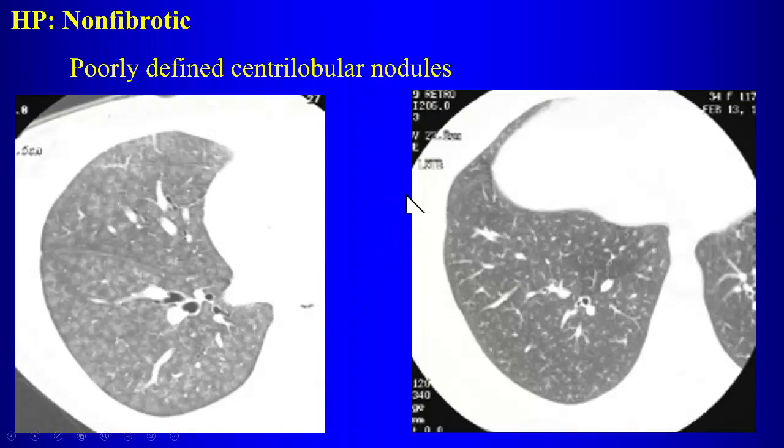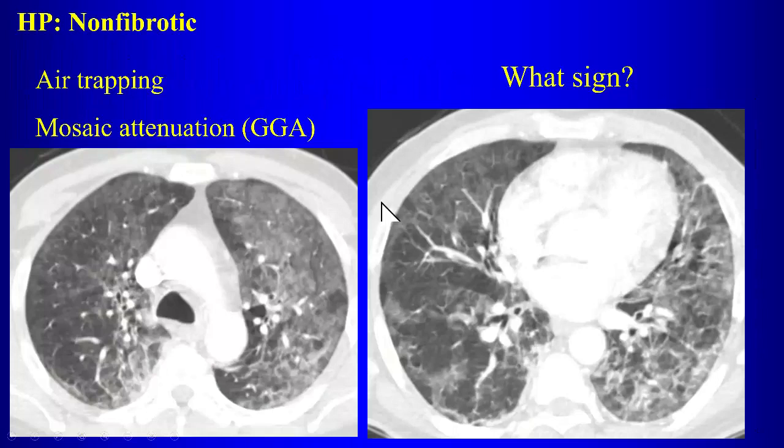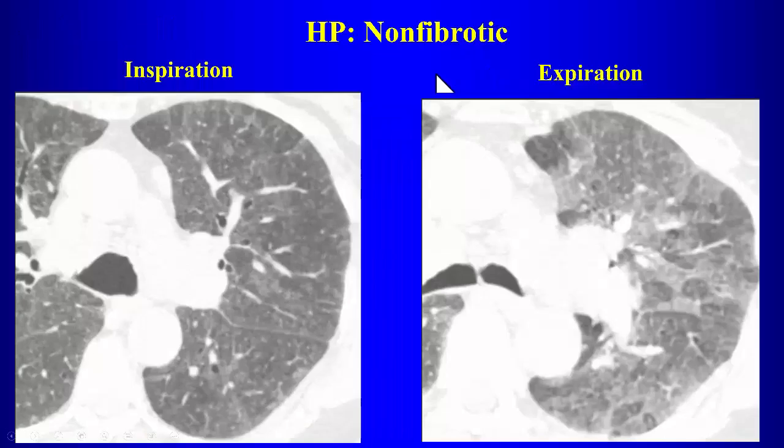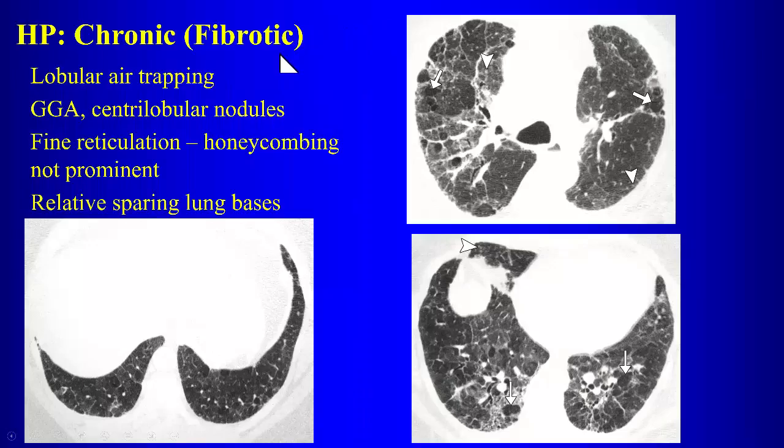The non-fibrotic manifestations are where we have central lobular nodules, especially ground glass. At this point, it's reversible if the patient is treated. Poorly defined central lobular nodules, ground glass opacity, mosaic attenuation mixed with air trapping. There is a sign associated with hypersensitivity pneumonitis where you have these secondary pulmonary lobules of ground glass opacity, secondary pulmonary lobules with air trapping mixed in. What is that sign called? Head cheese. That's the head cheese sign, right? So that sign can also be associated with hypersensitivity pneumonitis. And on expiratory views, you will see the air trapping better than on the inspiratory views, of course.